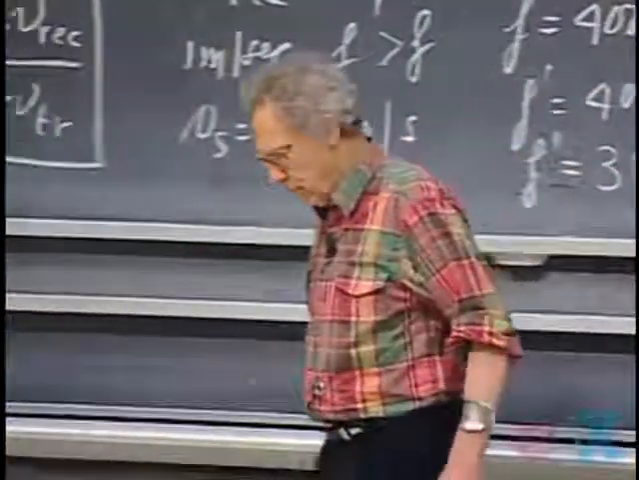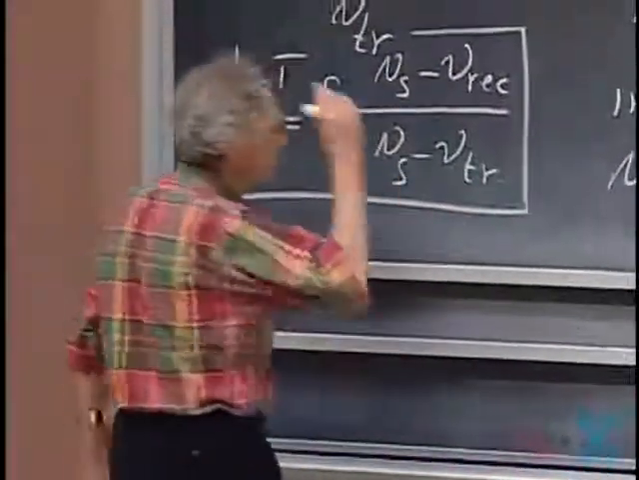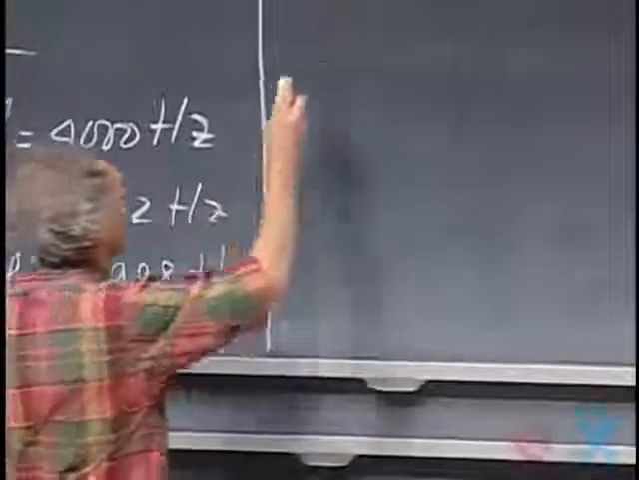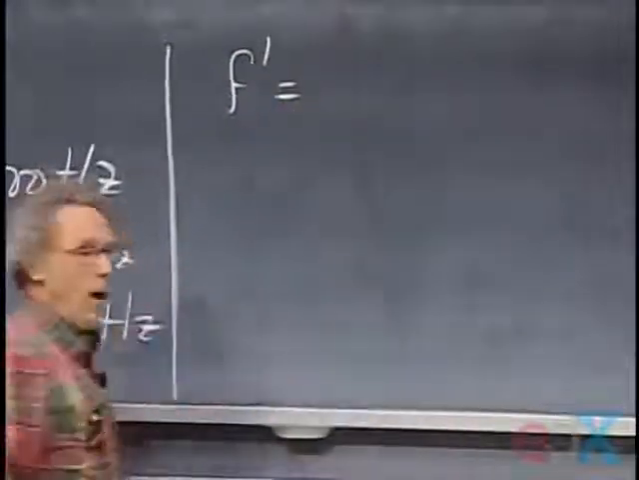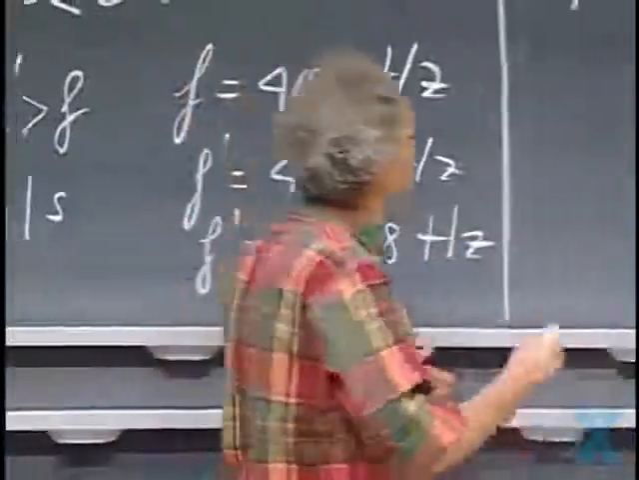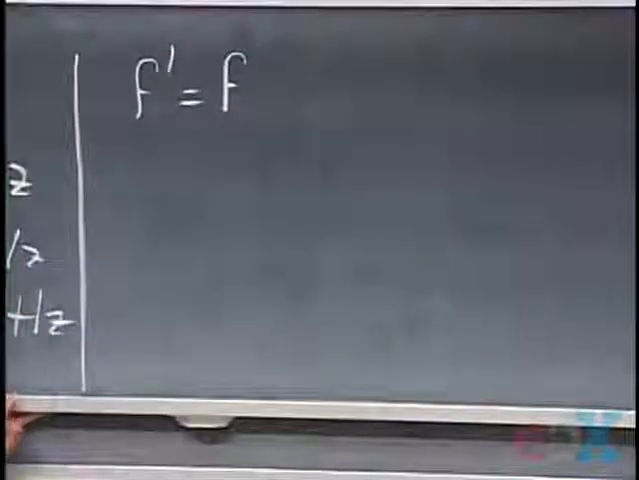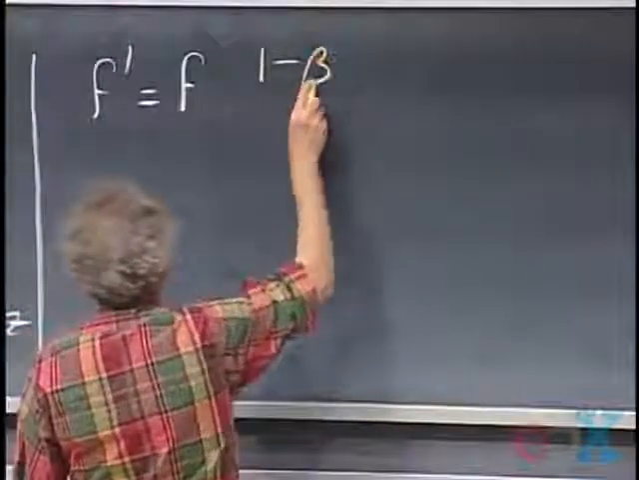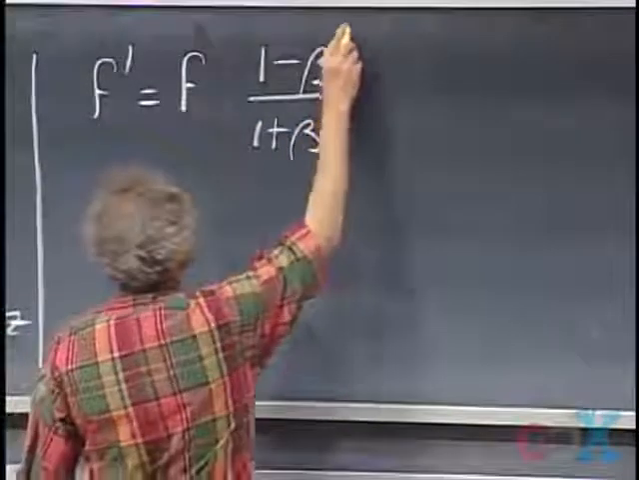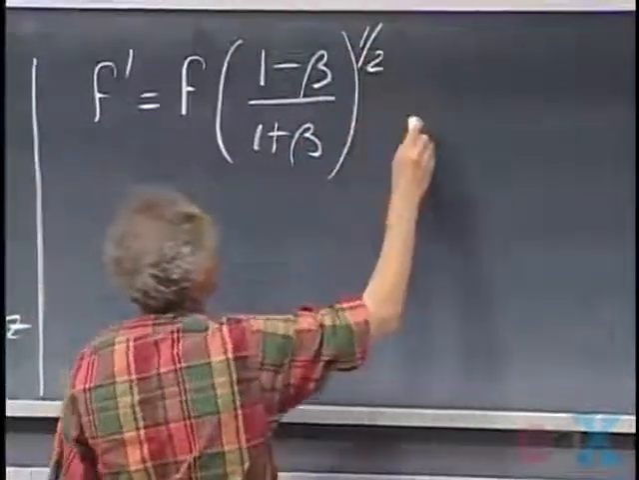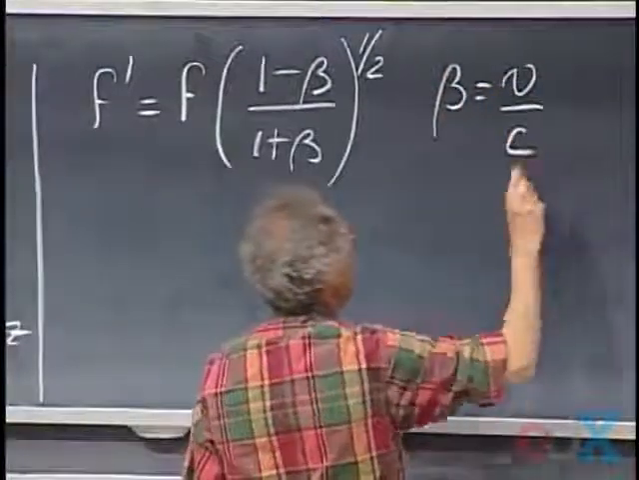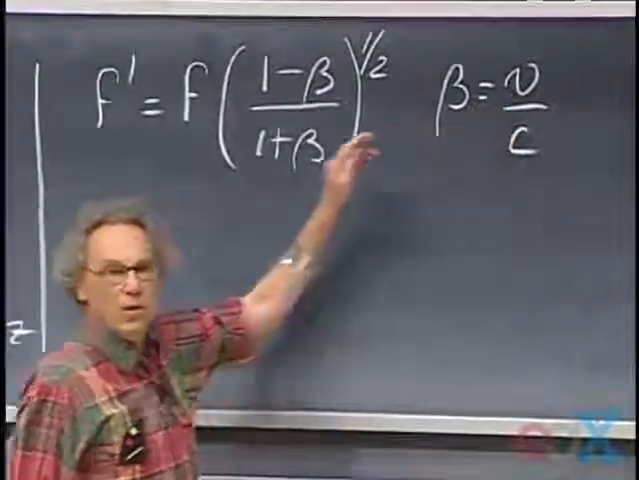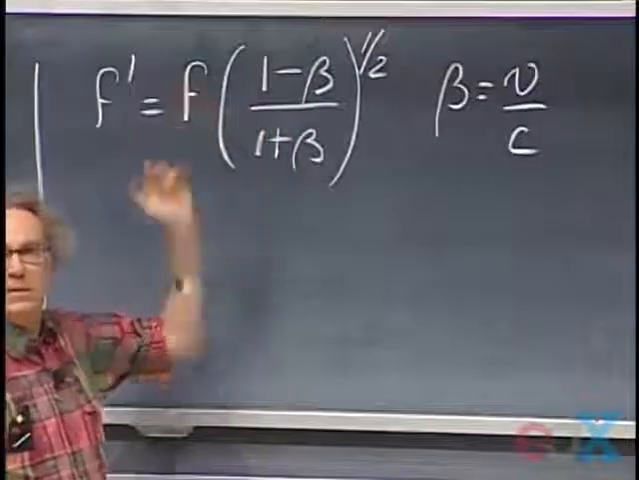To calculate the proper relation between f prime and f requires special relativity, and so I will give you the final result. F prime is the one that you receive. F is the one that is emitted by the transmitter. And we get here f prime equals f times (1 minus beta divided by 1 plus beta) to the power 1/2. And beta is v over c, c being the speed of light, and v being the relative speed between the transmitter and you.